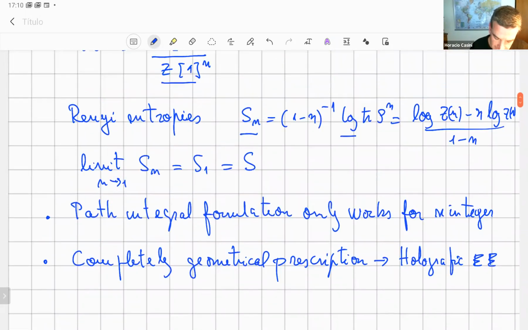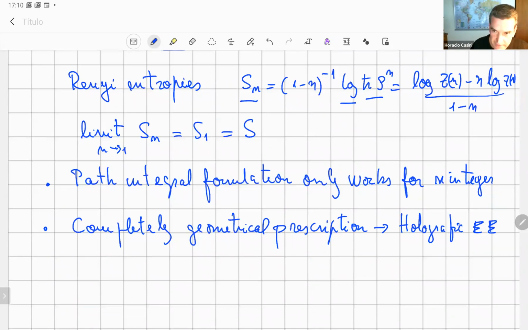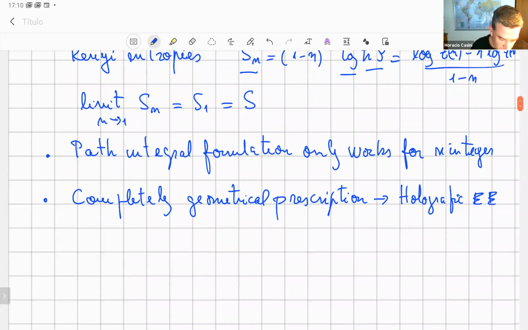Well, these Renyi entropies that are just a rewriting of the traces for rho to the n, they do not have many interesting properties from the information theory point of view, but still they are very interesting from the quantum point of view because they are related to operators. These are called twist operators.